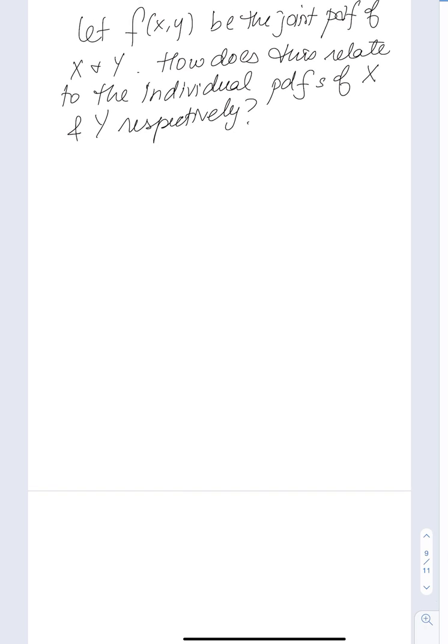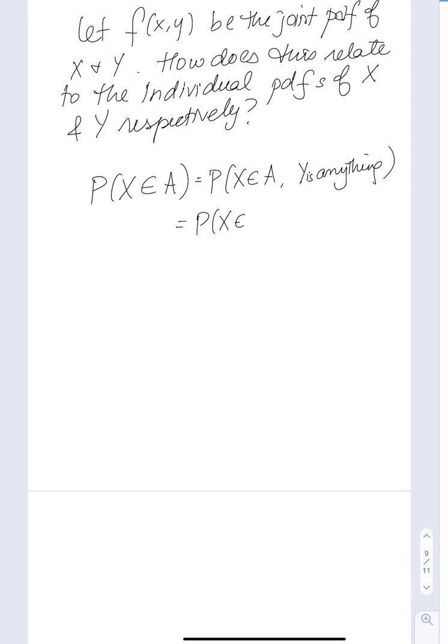Okay, so what is the PDF of the random variable x? Suppose we want to know the probability x is in A. Let's relate this first to the joint PDF. This means the probability of x being in the set A and y is anything. Or in other words, this is the probability x is in A and y is between minus infinity and infinity, which is always the case because y is a random variable. It takes on some number.